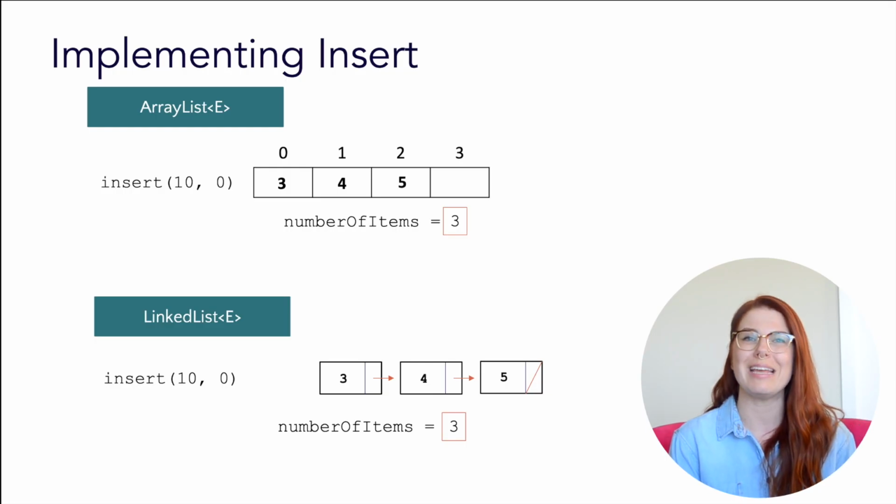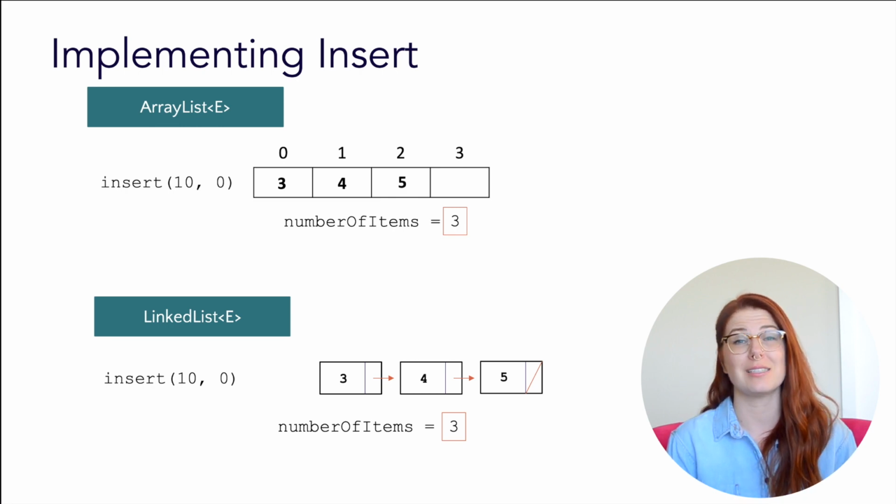Let's take another level deeper in how we would actually implement these things. So let's say we want to insert an item. In this case, we want to insert an item at index 0. Well, remember, a list requires that we maintain order.